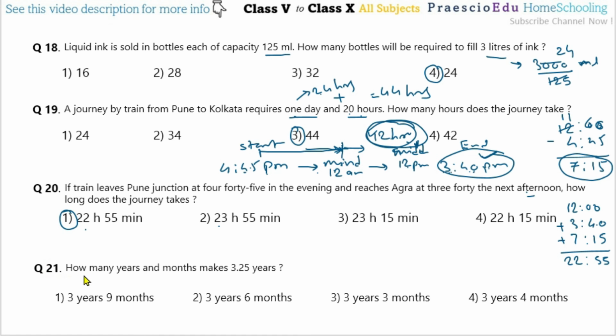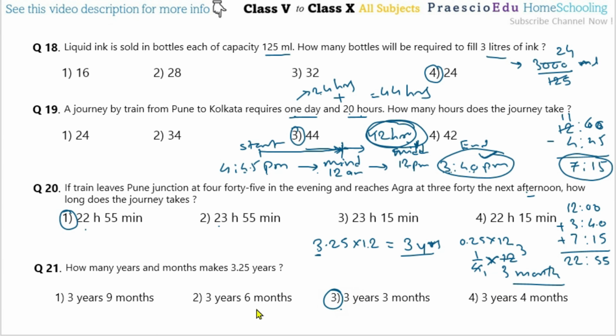Now question number 21, how many years and months makes 3.25 years? So 3.25 multiplied by 12. We know this is 3 years completely, but 0.25, so this 3 years we will keep separately. And we can say 0.25 multiplied by 12. 0.25 means 1 by 4 multiplied by 12. So 4 ones are 4, 4 threes are 12, so this is 3 months. In another way, 3 years and 3 months, so that is the meaning. So 3 years and 3 months means option number 3 is the correct one.